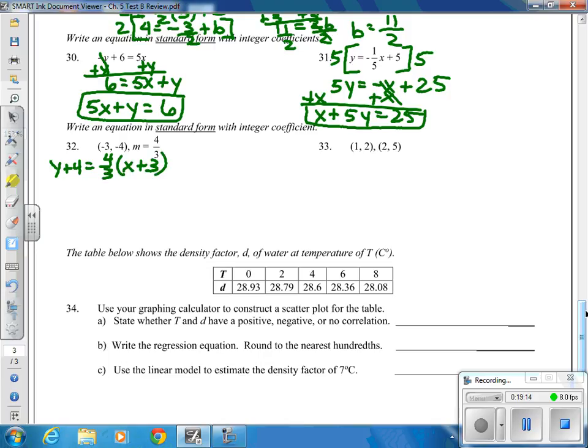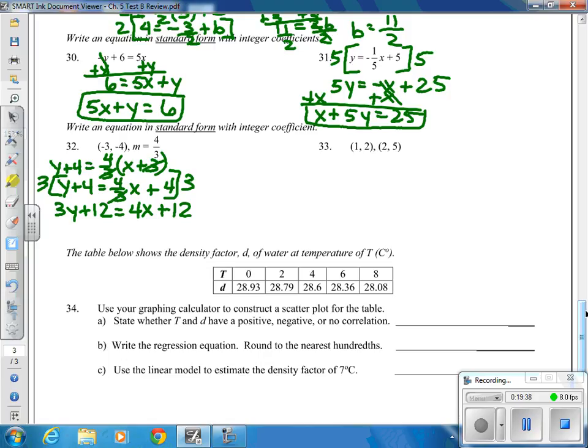Okay, I need to distribute, so I get y plus 4 equals 4/3 x plus 4, because this 3 crosses that 3 off. Okay, and then I don't want fractions, so I'm going to go ahead and multiply everybody by 3, so I can get rid of my fractions right now. This will give me 3y plus 12 equals 4x plus 12, okay, because that 3 crosses off.